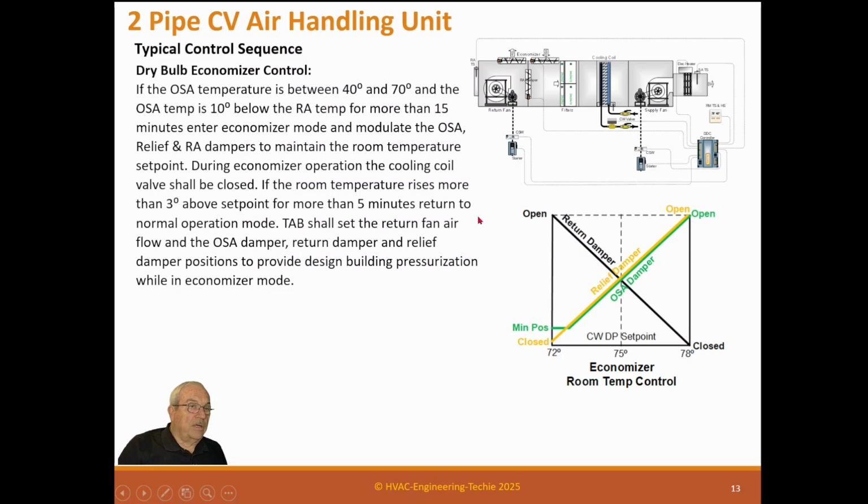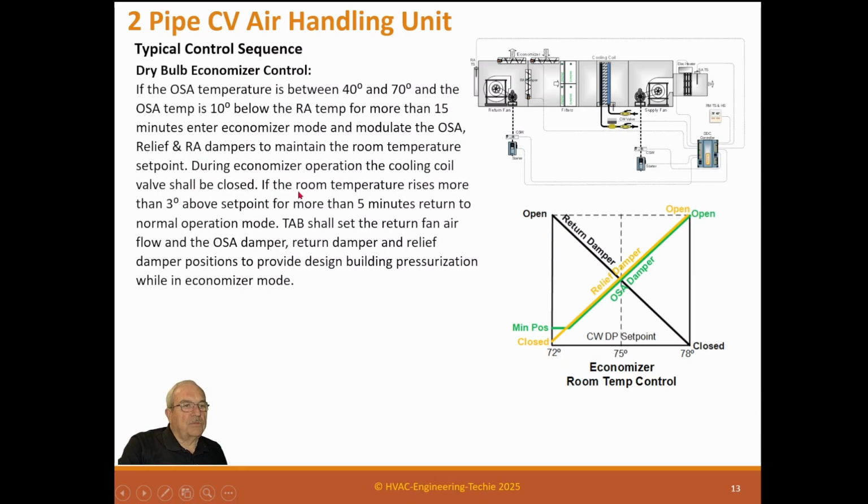Okay, dry bulb economizer code. So remember again, when we're doing this, if the outside air temperature is between 40 and 70 degrees and the outside air temp is 10 degrees below the return air temp for more than 15 minutes, enter economizer mode and modulate the outside air, relief and return air dampers to maintain the room temperature set point. During economizer operation, the cooling valve shall be closed.